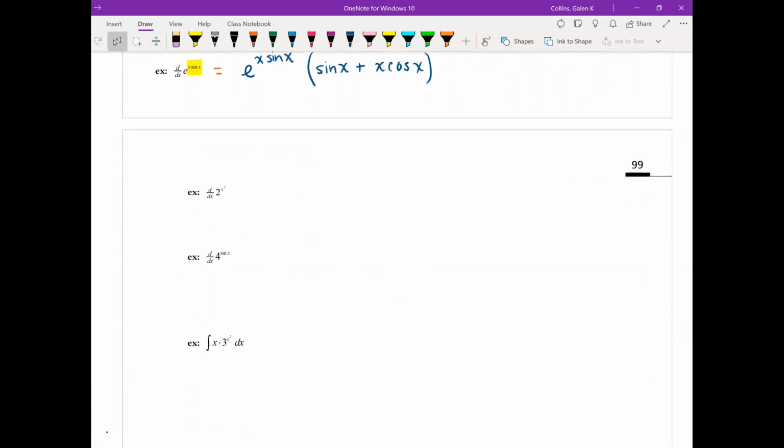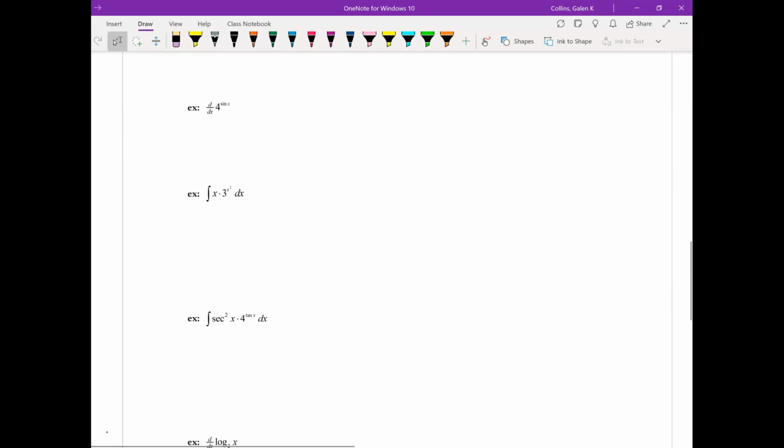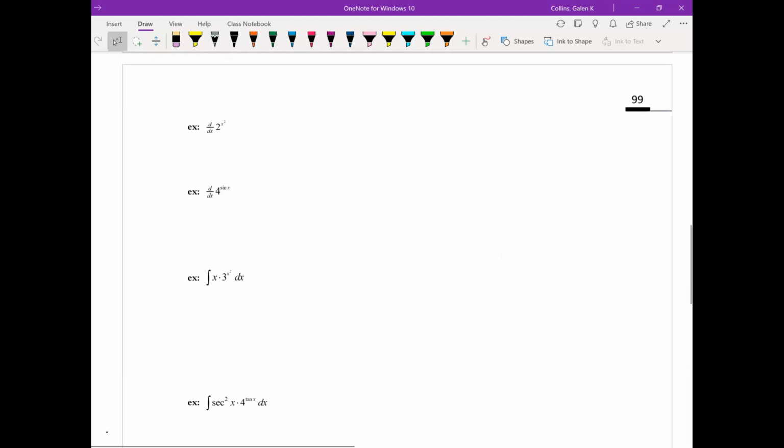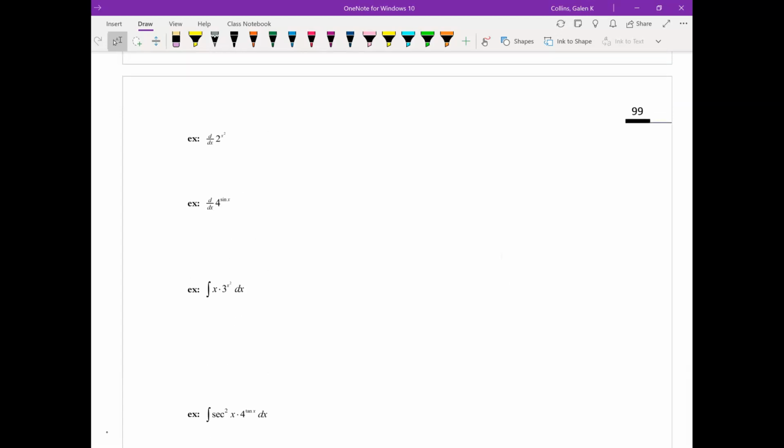So on page 99, I know we haven't gone over one of every type of these yet. I would love for you to pause the video and try these problems on page 99, and then I will work them out in the next video. And if you feel like you don't need to watch it, you can fast forward through to see how you did.